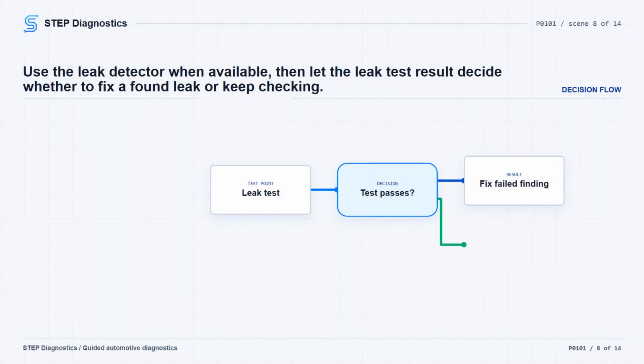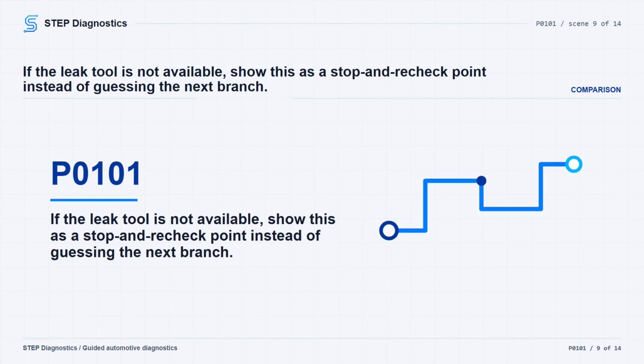Next, confirm whether the GE52250 variable pressure leak detector is available. If it is available, perform the component and system leak test and verify it passes. If that leak test fails, repair or replace only as the failed finding supports. If the tool is not available, the return point in this path is not clear, so pause, recheck the earlier diagnostic path, and avoid guessing the branch.